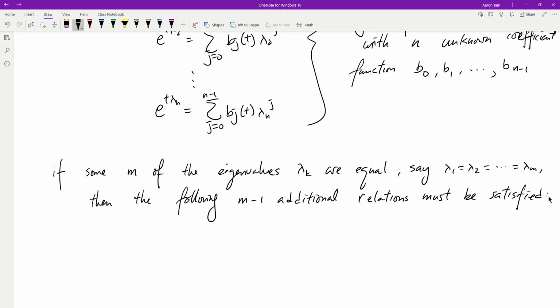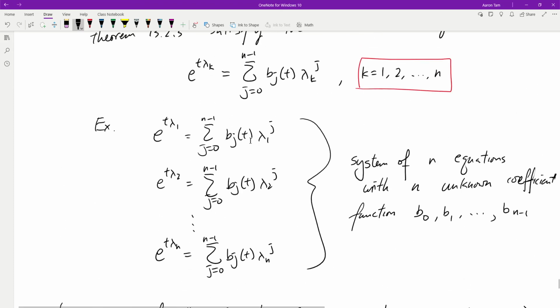So now, why is that? Well, the problem is the following. When you have a whole bunch of repeated eigenvalues, it will basically mean that you have a whole bunch of repeated equations in this system, and therefore reducing your number of equations, but maintaining the same unknown functions. So therefore, we need to have new equations to make sure the system has the same number of equations as the number of unknown coefficient functions. Otherwise, you will not be able to solve for the solution that you need. Remember, when you have a system that has fewer equations compared to unknowns, you will have infinite solutions, which is not what we're looking for.